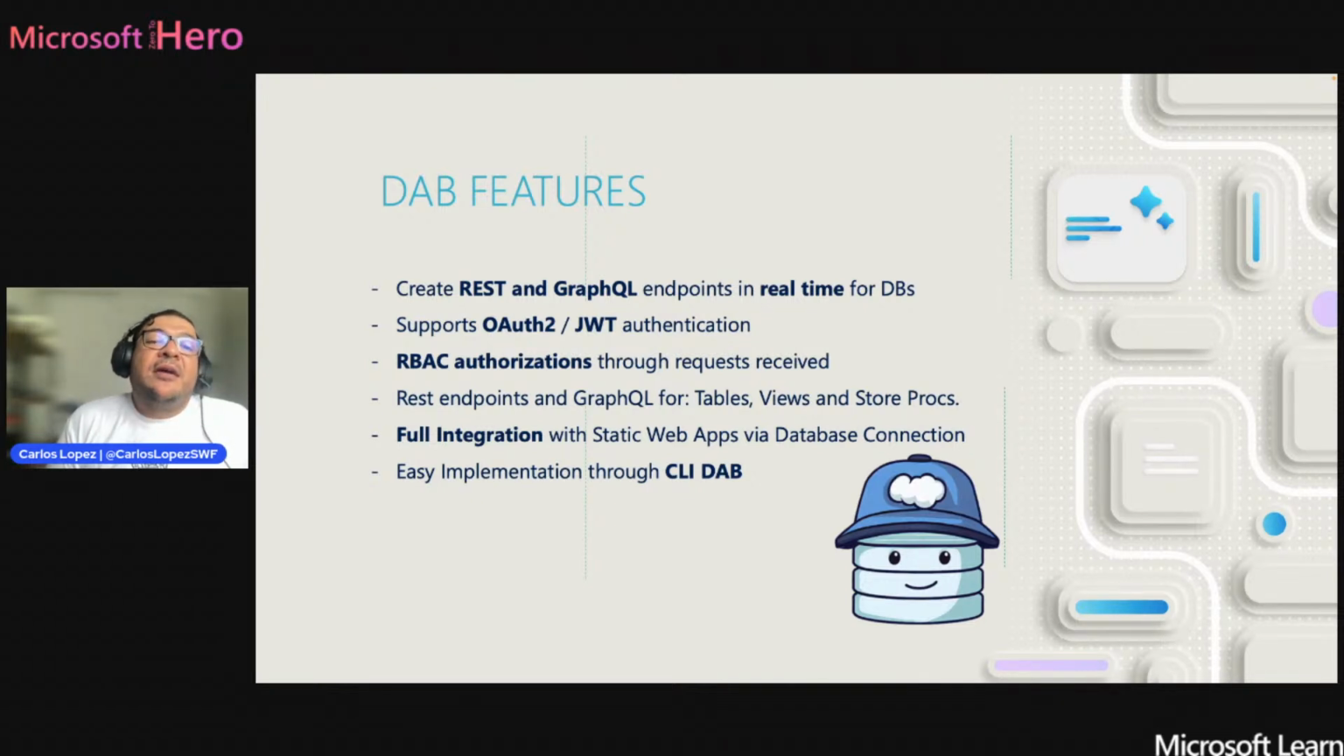So that relational databases are returned as GraphQL or REST endpoints, right? And the other is the full integration with static web apps, Azure Static Web Apps, and the database connections. And it's easy to implement using CLI instructions, which we will use, right?